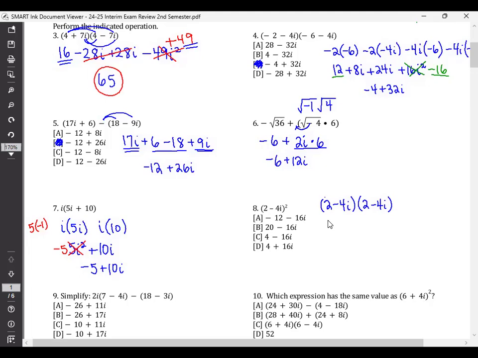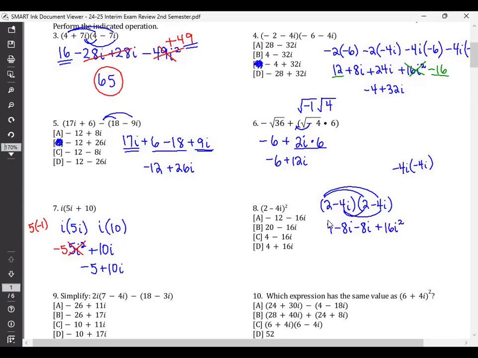We're going to multiply 2 times 2, 2 times -4i, -4i times 2, and then -4i times -4i. If it helps, write it out to the side so that you can really see what that's going to end up being. It's going to be positive 16i squared.